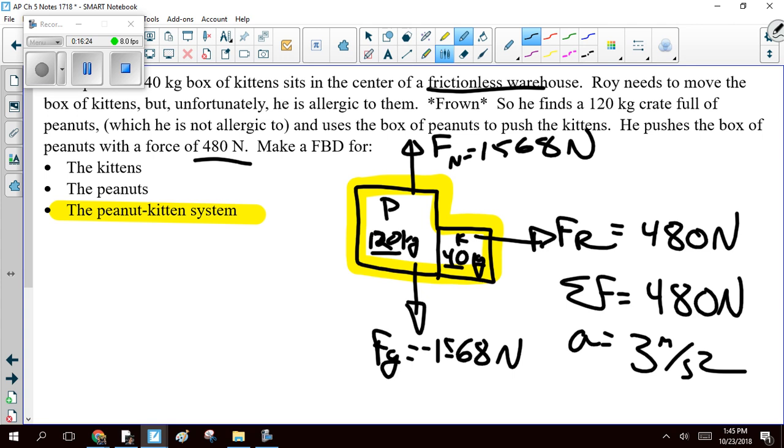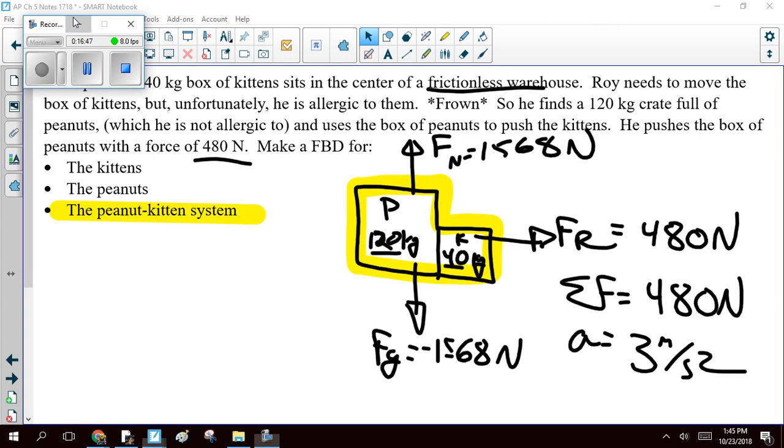Notice in this interaction, I sort of glossed over this. The peanuts are definitely pushing the kittens, but that is an internal force because it's a force from the peanuts, which is part of our system. Similarly, the kittens are pushing the peanuts backwards, but again, internal force. So we don't need to worry about that.